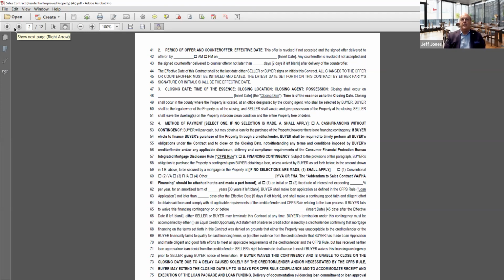So make sure you understand that the effective date is day zero. The day after that is day one. We count calendar days, except when the ending date ends on a weekend or federal holiday, or the observance of a federal holiday.